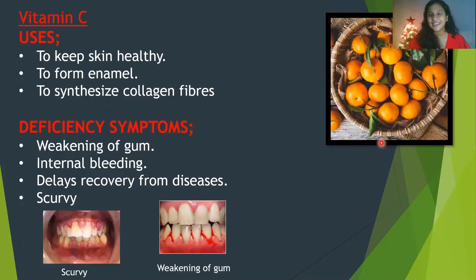So vitamin C. Vitamin C always reminds you of a bag of oranges. I know that, so that's why I included this picture. The uses are that it keeps skin healthy, helps form enamel of your teeth, and synthesizes collagen fibers. The deficiency symptoms are weakening of the gums, this part in our mouth, internal bleeding, delayed recovery from diseases, and scurvy.